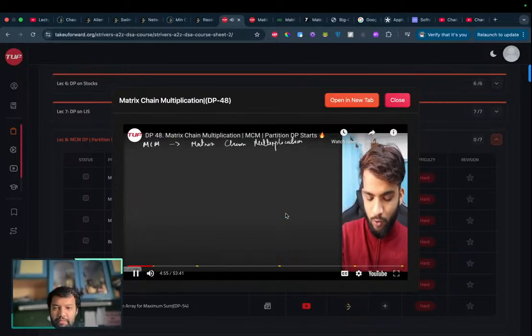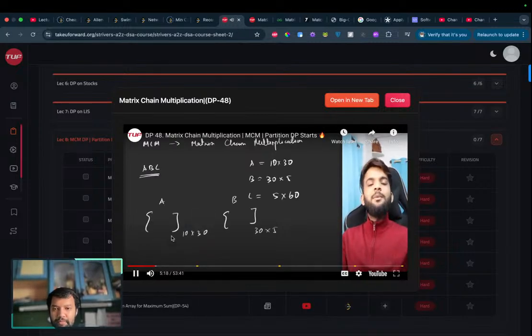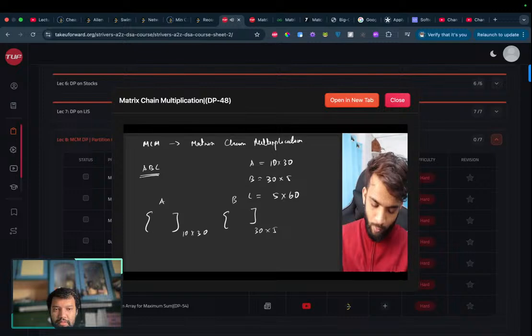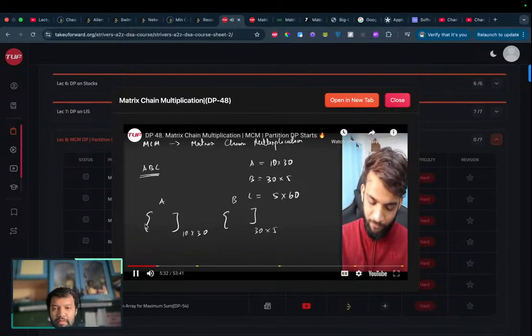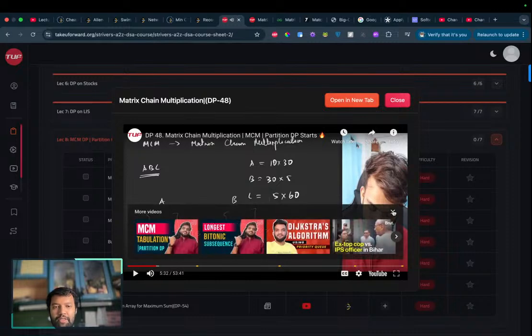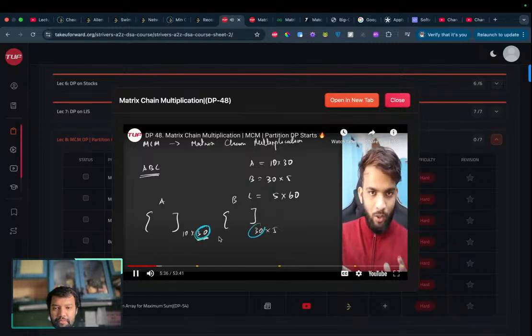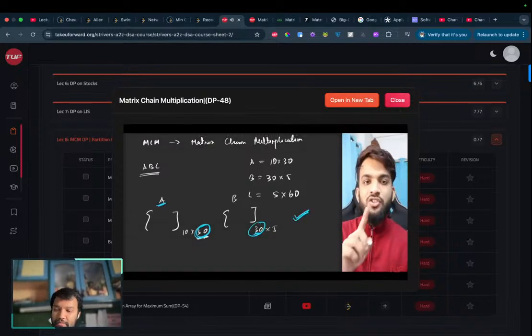So assume I give you two matrices, A which is 10 cross 30 and B which is 30 cross 5. Can they be multiplied together is the question. The answer is yes, they can definitely be multiplied. Why? Because if you have done maths in school, you know that if the column of the first matrix is equal to the row of the second matrix, then the multiplication is possible.